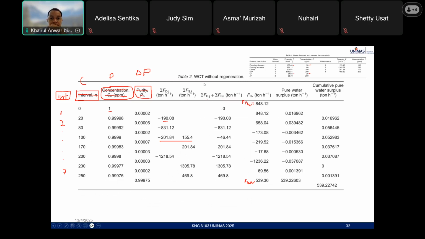So table 2, this is the cascade table. They calculated already. This is the pinch point at 30 ppm. So the actual table is correct. So this column is concentration. Okay. This is the purity. This is the delta P.